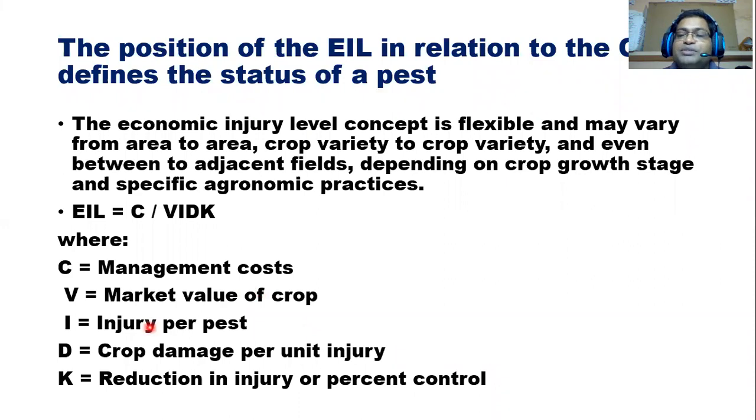And the injury per pest: there are four ways the pest can cause injury or damage. I explained that earlier: direct, indirect, vector-borne, and quality loss. If the pest is attacking a non-economically important portion, then how much leaf can it eat per pest, and crop damage per unit injury. If one leaf is eaten, how much will the yield decline?